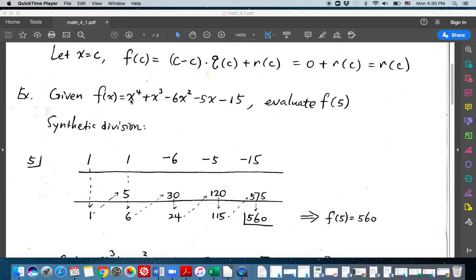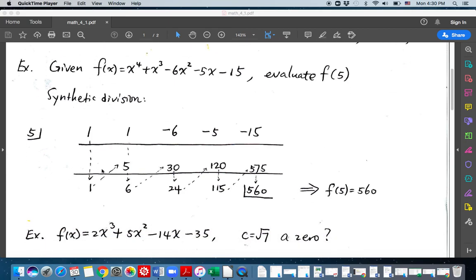Start with writing down the coefficients of all terms in decreasing order of the variable x. There's no missing order in this polynomial. We're going to start with the leading coefficient, which is 1, followed by the coefficient of the cubic term, 1, and then the quadratic term, -6, the linear term, -5, and the constant term, -15. And then we draw a little box to enclose the number 5 that we want to evaluate the function at. And we start the synthetic division process.